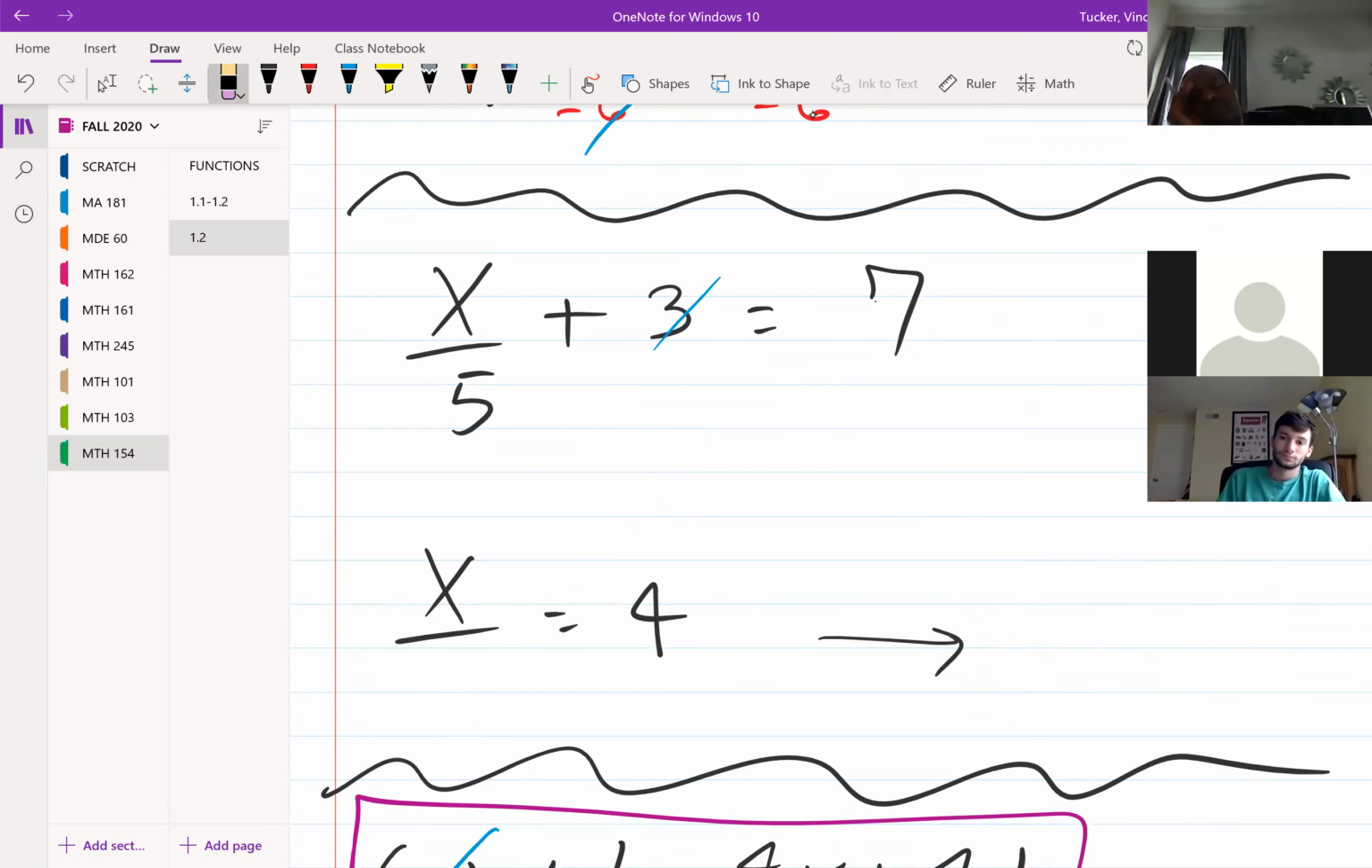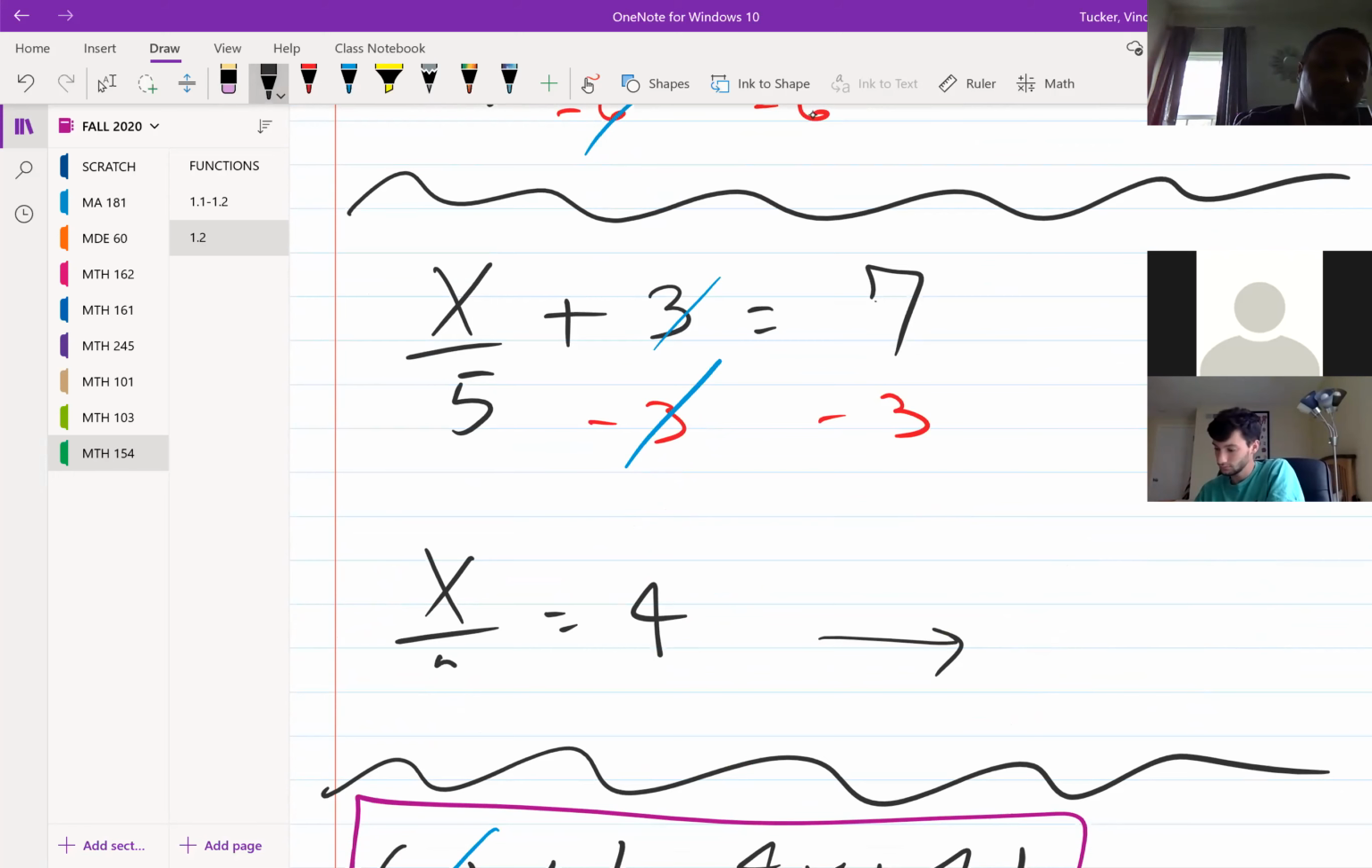So here, x over 5 plus 3 equal to 7. First move, or the most efficient move to make, would be to subtract 3 from both sides. And that would be x over 5 equal to 4.